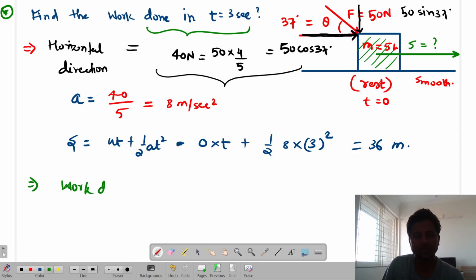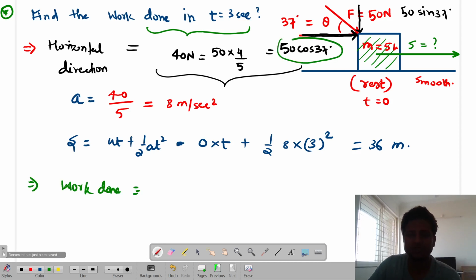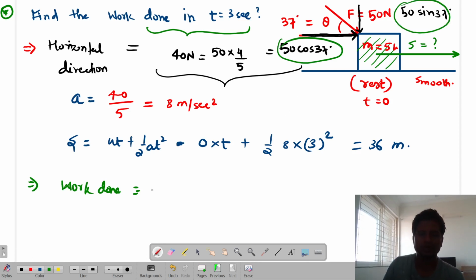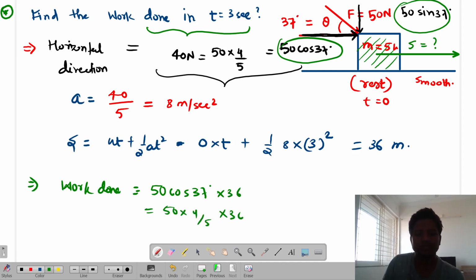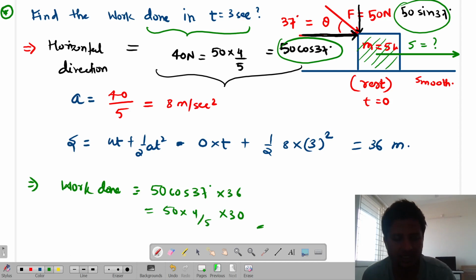अब ध्यान से देखो, जब work done लिखेंगे ना तो हम पूरा का पूरा force नहीं लिखेंगे, क्योंकि हमें मालूम है कि this force is only doing the work. This force is just idle, isn't it? So work done becomes 50 cos 37 into 36. So 50 into 4 by 5 into 36 calculated. That is my work done. Is that clear or not? Understood? Can we move ahead?